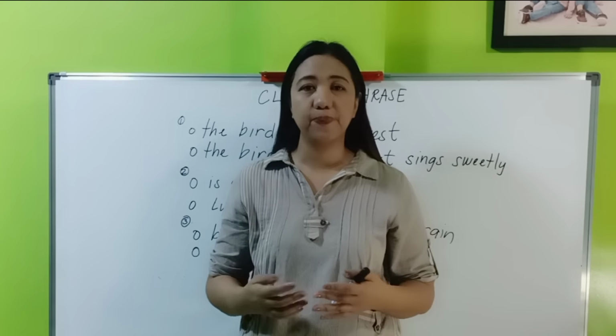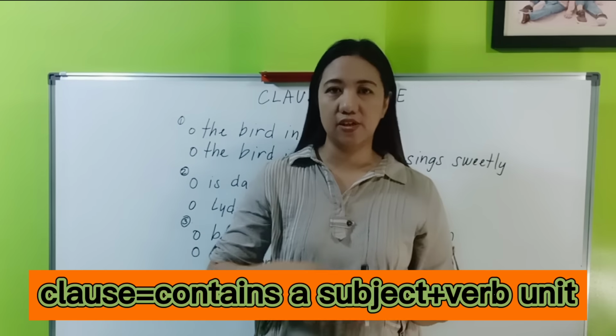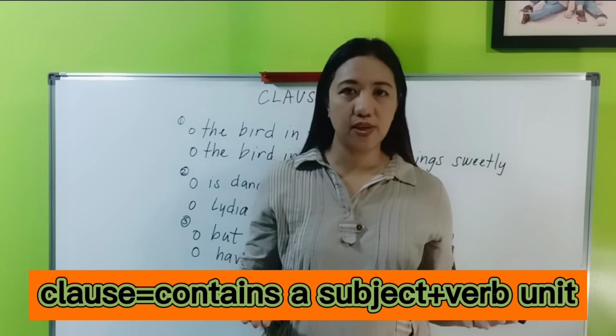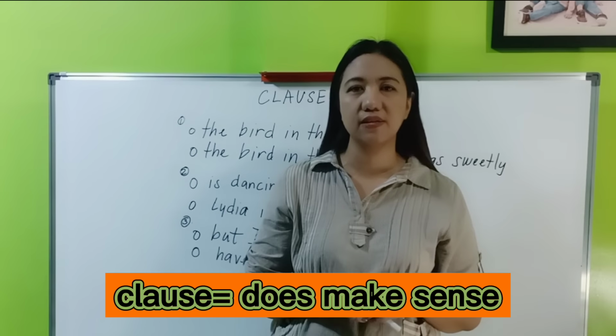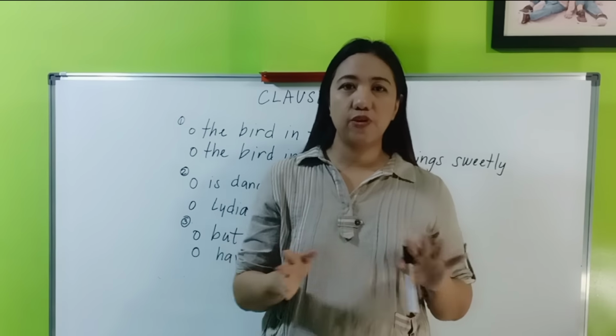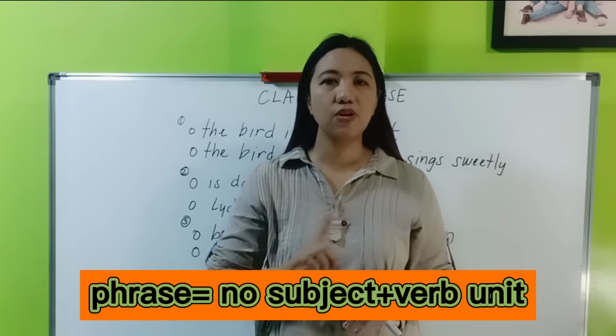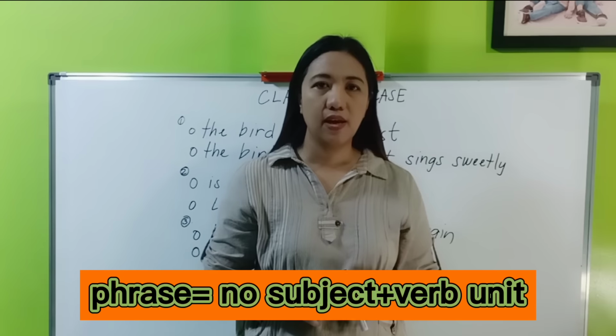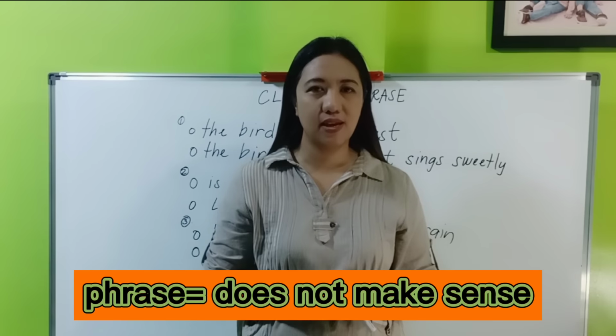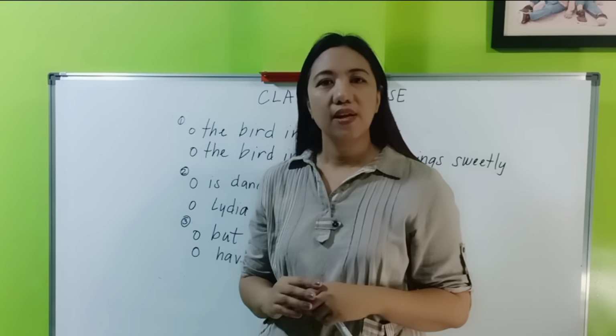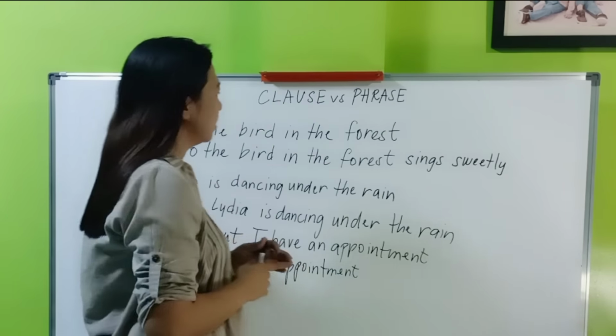So let's define. A clause contains a subject and a verb unit, and it does make sense on its own. But if we say phrase, it doesn't contain a subject and a verb unit, and it does not make sense on its own. So, let's see this pair of examples.